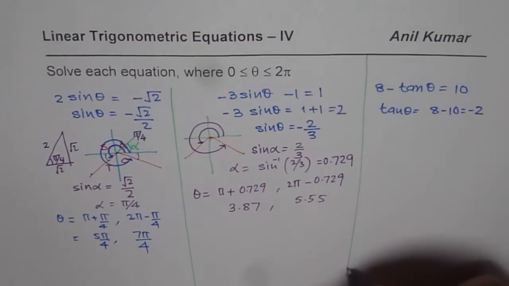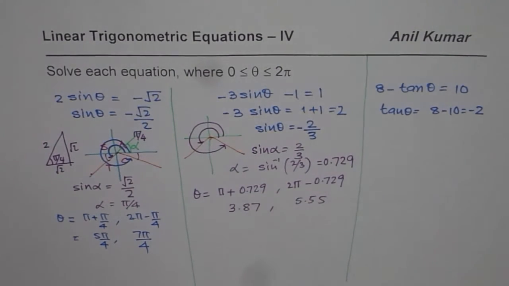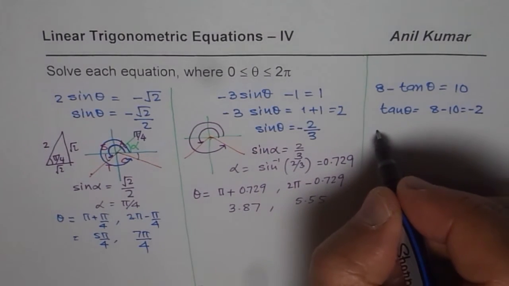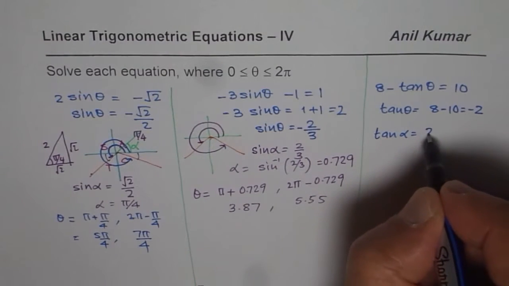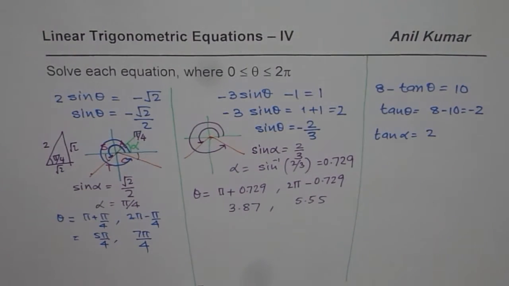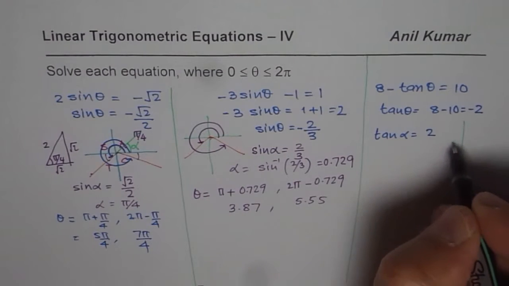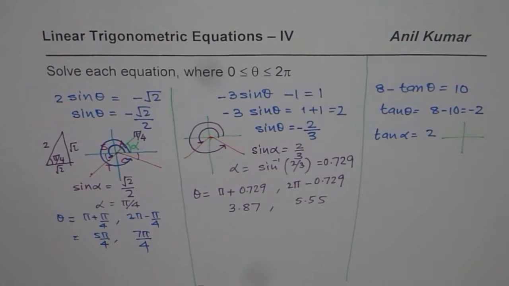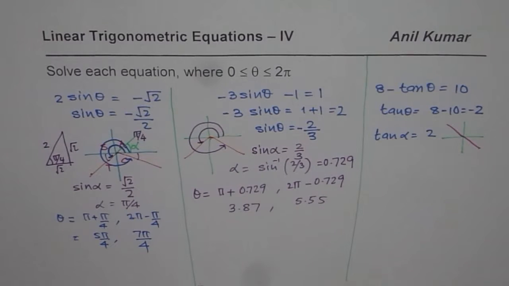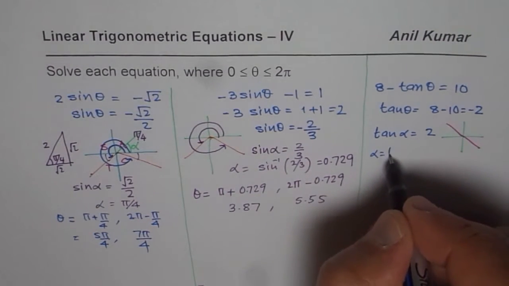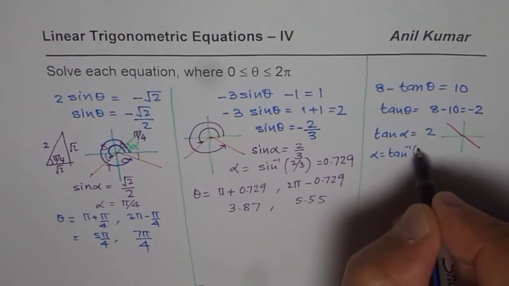And now let's look into the third one. So we have tan theta equals minus 2. So we'll write tan of alpha equals 2, positive, right? And you should remember tan is negative in which quadrants? It is in quadrants 2 and 4, right? So these are the two quadrants for us. Now we can find what alpha is. So alpha equals tan inverse of 2.